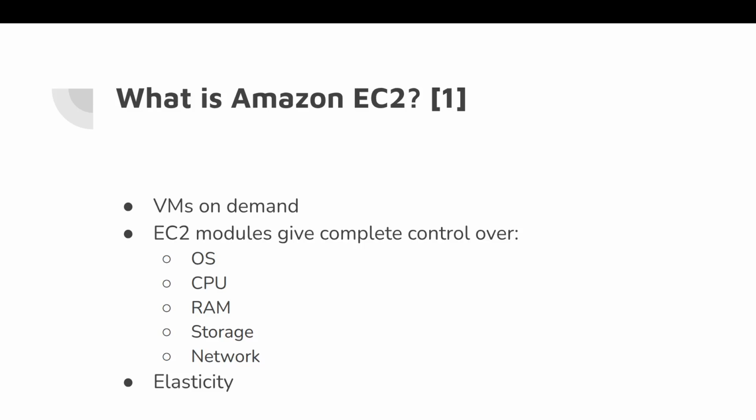The AWS EC2 module is a way to spin up virtual machines on demand. Instead of having to buy and configure more hardware, Amazon can launch the EC2 module. Not only is this more cost effective, but the consumer gets complete control over the exact operating system, CPU, RAM, storage, and network configuration.